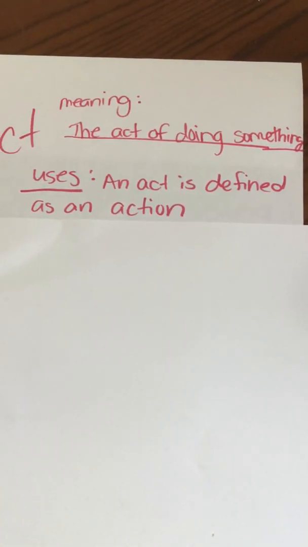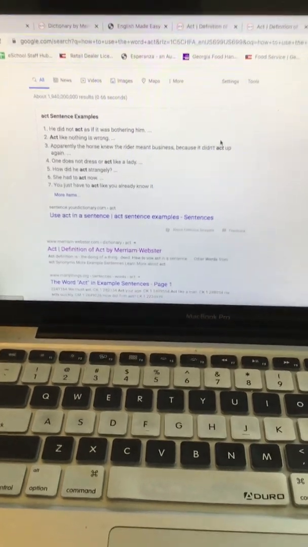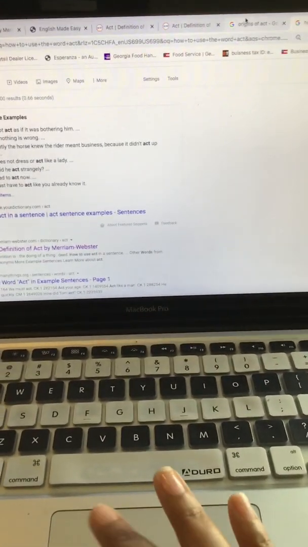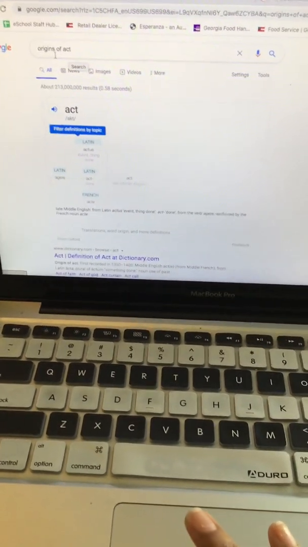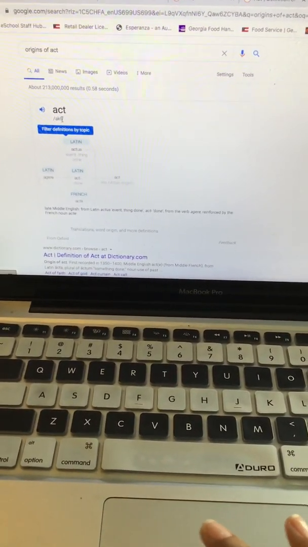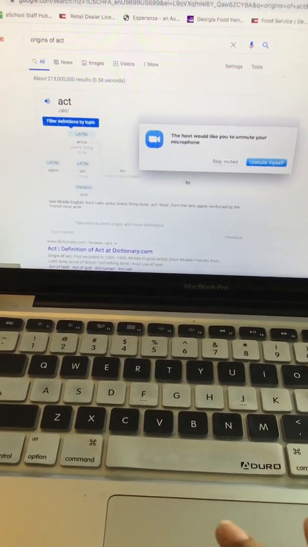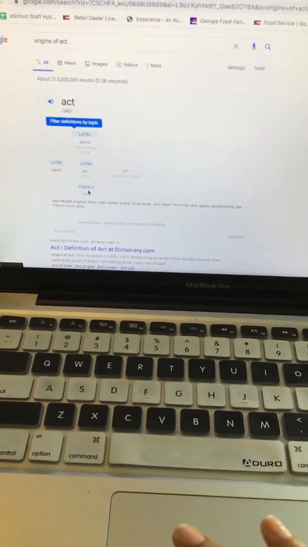So next, I need to find out where it originated from, which is really tricky, but I'll give you a hint. Most of the words in the English language are from the Latin origin. And so the way you can find out where it originated is to type in origins of blank, origins of your word. And so I know the word act comes from Latin, okay? It comes from the Latin, and then sometimes a little bit of French.